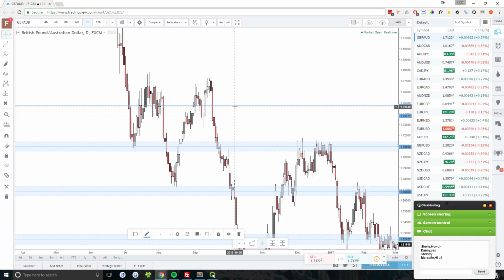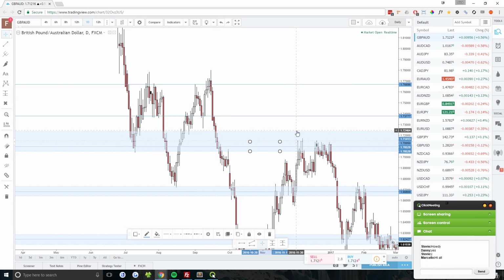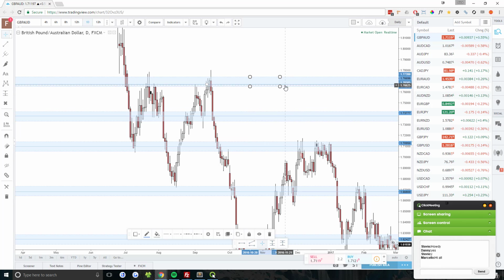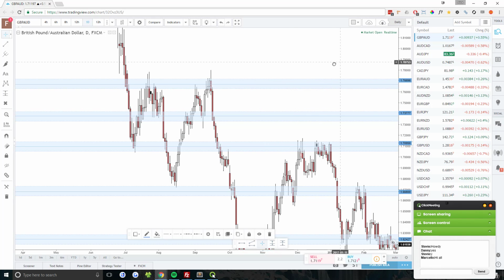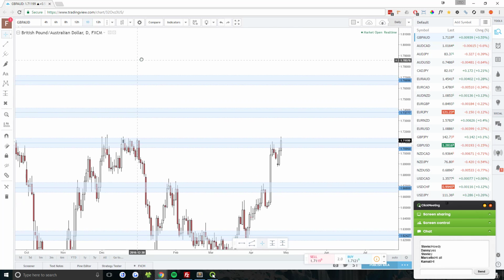Maybe here and here. Yeah, I'm going to place two areas. This just gives us some areas further up that we could use as support resistance if price pushes up high enough. So we've got two new support resistance areas here on GBP AUD, the 1.7380 and the 1.7670, roughly. So GBP AUD, new support resistance areas.